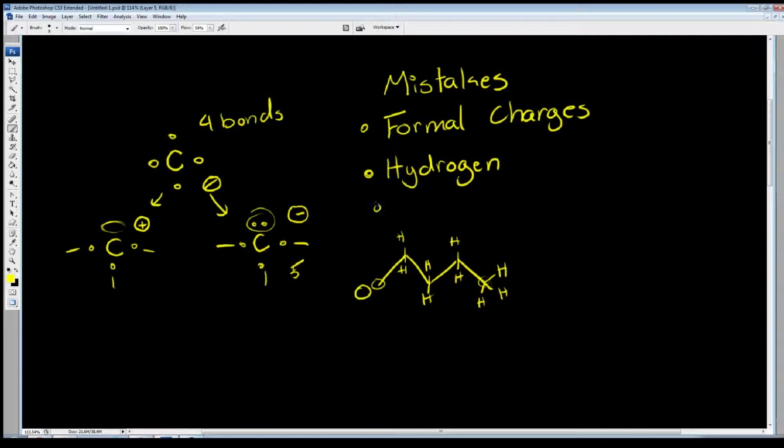And another problem, the last problem that most students make, is that they break the four bonds. So for most of the atoms here, they're only going to make 4 bonds because that's what they need to fulfill their octet rule, which was 8 electrons.